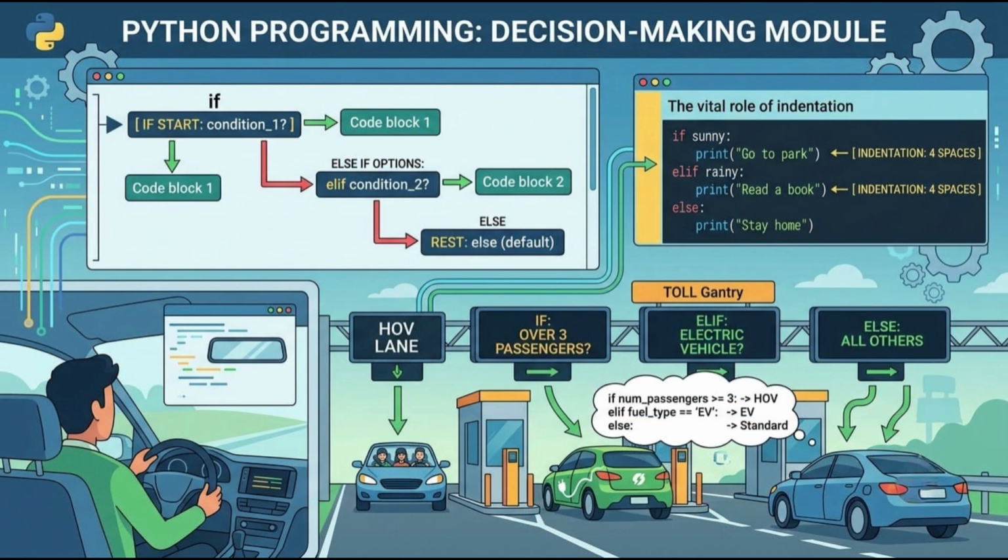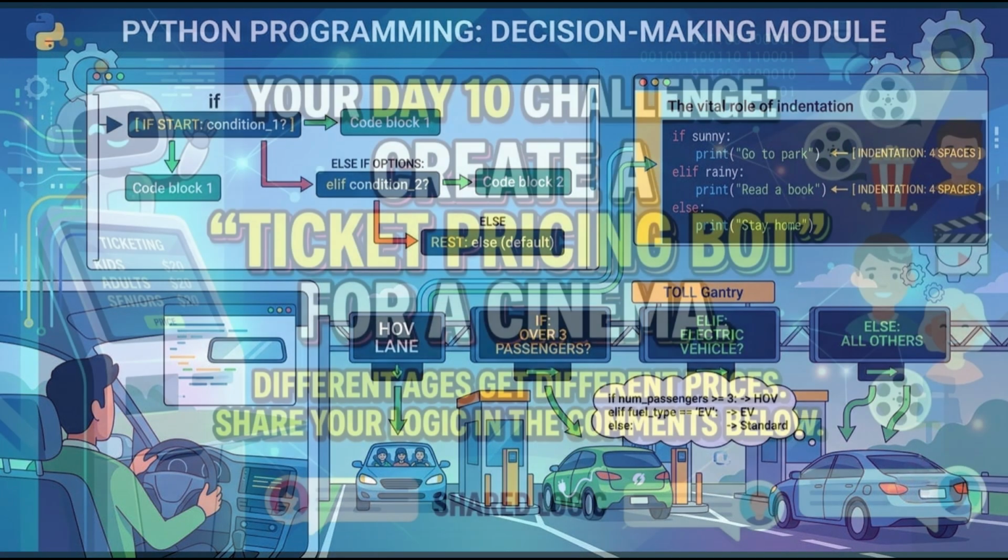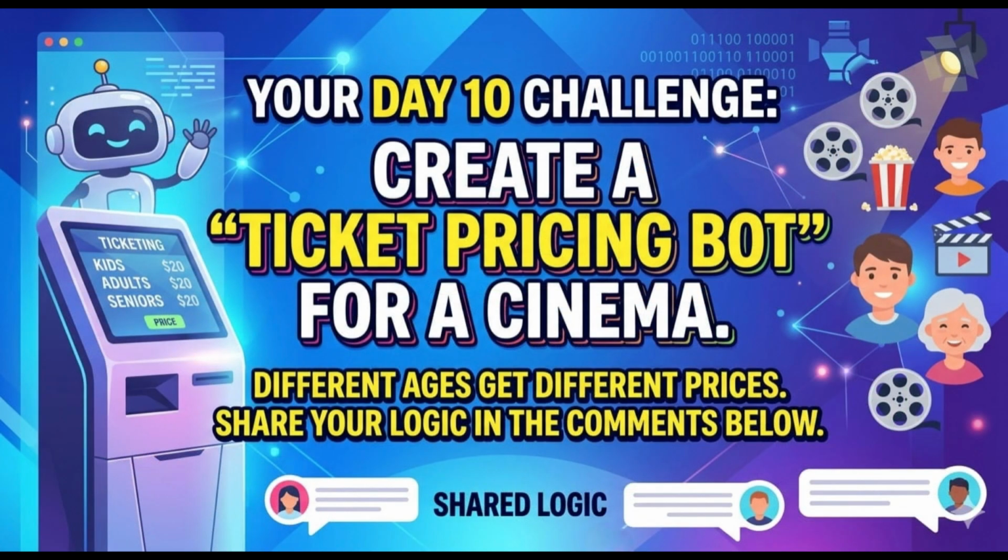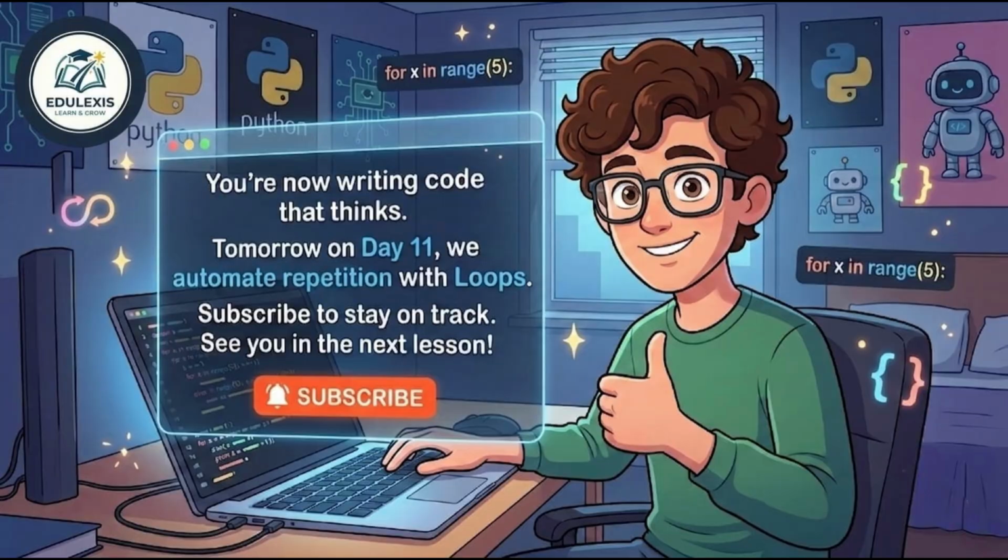We've covered the core of decision-making: if for the start, elif for options, else for the rest, and the vital role of indentation. Your Day 10 challenge: create a ticket pricing bot for a cinema. Different ages get different prices. Share your logic in the comments below. You're now writing code that thinks.